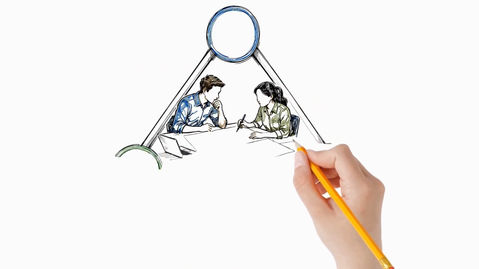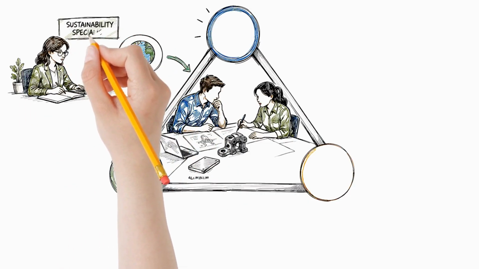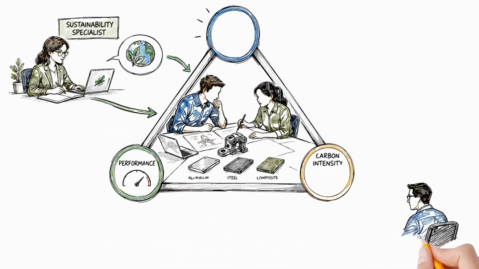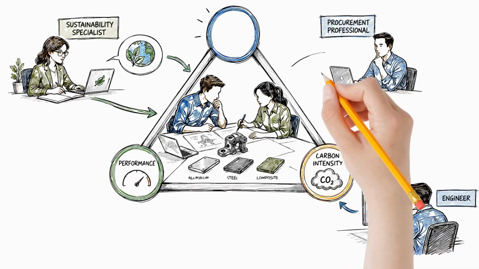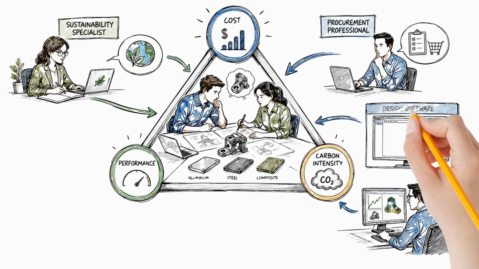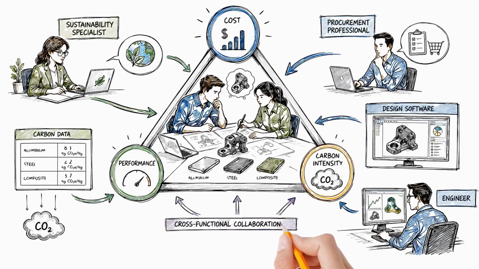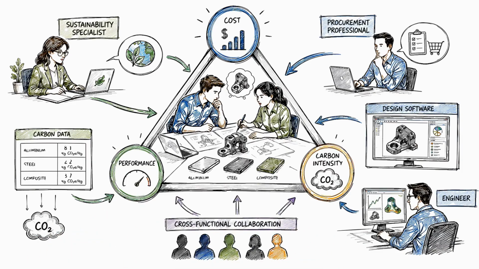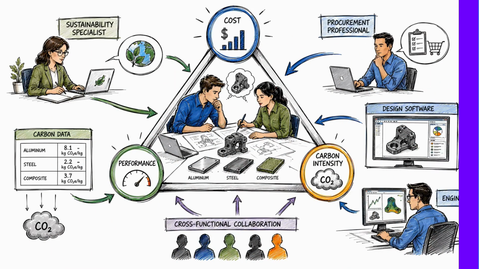Integrating carbon footprint into design means treating carbon intensity as a formal design parameter alongside cost and performance. Designers evaluate materials, components, and processes not only for technical and economic requirements, but also for their emissions impact. This requires carbon data, design tools, and cross-functional collaboration working together.